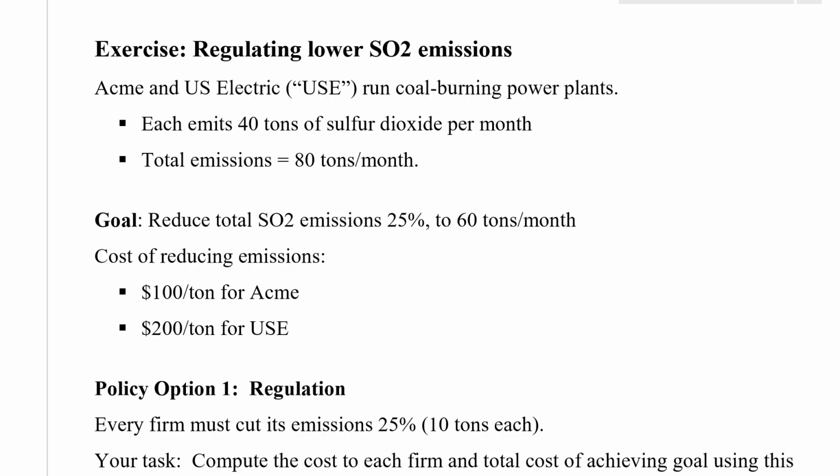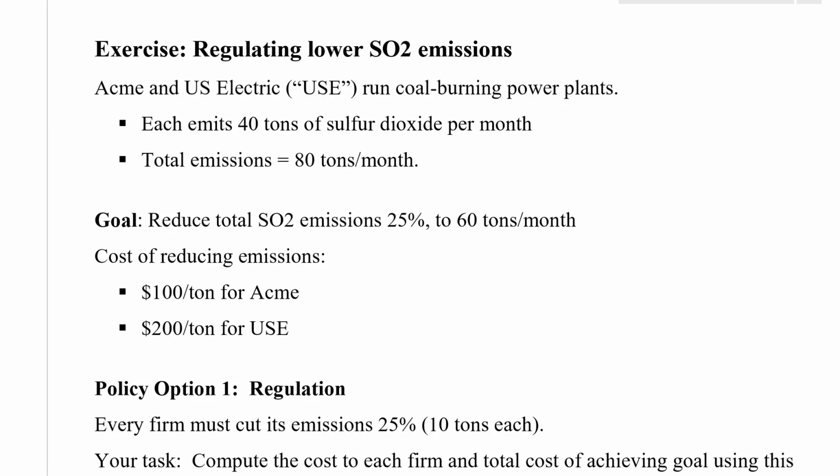Hi everybody, welcome back. In the last video, we talked a little bit more about corrective taxes as one policy option to address negative externalities. In this video, we're going to continue looking at policies to address negative externalities, but here we're going to be looking at an across-the-board kind of command and control regulation and a cap and trade tradable permits system. We're going to do this by looking at it through an example with two electric firms who are being regulated to decrease their sulfur dioxide emissions.